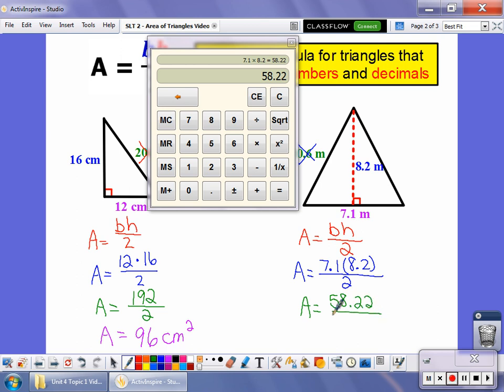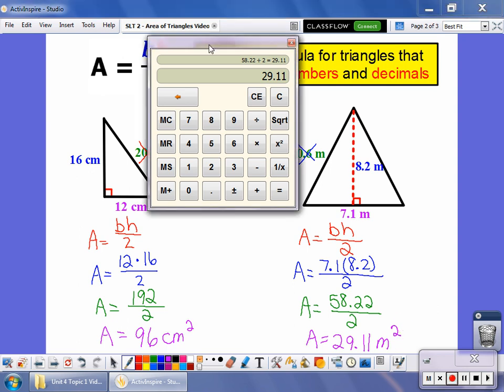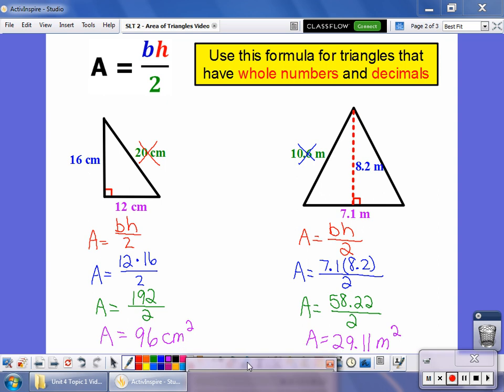22/100, but remember, I need to divide that in half. That would be the area for the whole rectangle, base times height. But I just want to divide it in 2 to find out my triangle. And when I do that, I see that my area is 29 11/100, and this one is meters squared. Okay? So remember, this formula we're going to use when we have whole numbers and decimals.